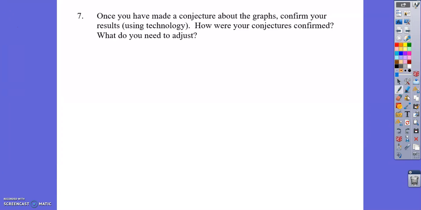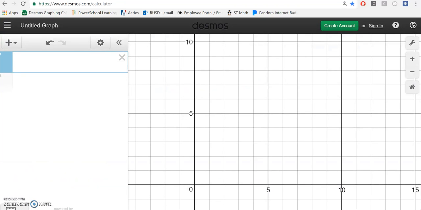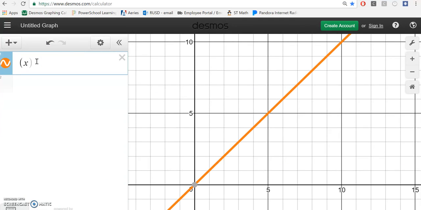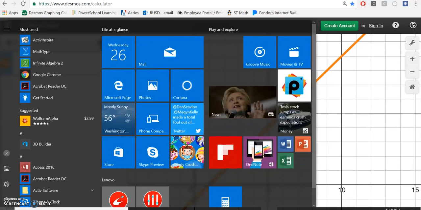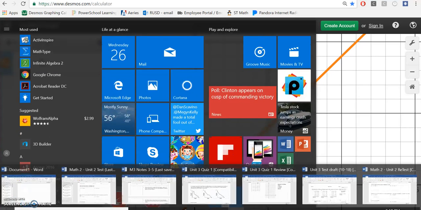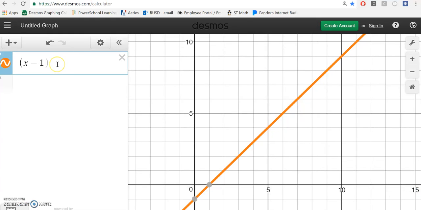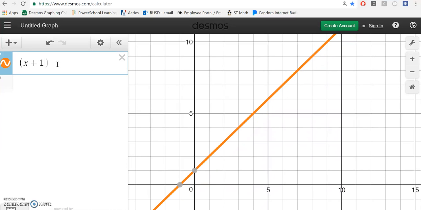So right now we're going to go jump over to Desmos and see if we are right. And so here's Desmos right now. Let's see, a little jumbled up right there at the end of that. So let's go ahead and look at our problem, which was x plus 1 times x minus 2.